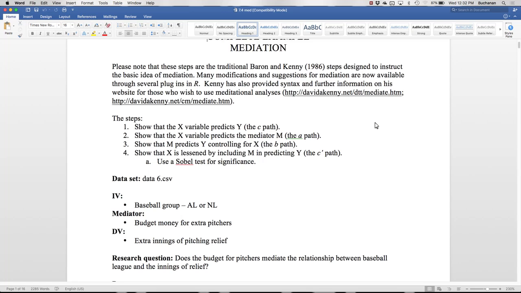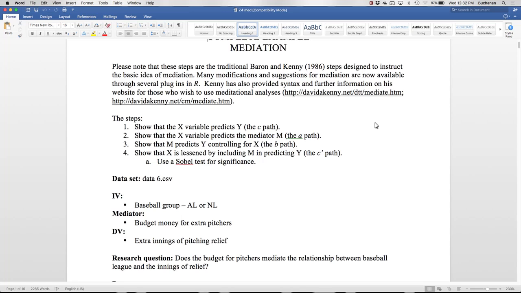We did X to M, which is the A path, M to Y, which is B. And then lastly, we want to show that X does not predict Y, which is C prime. So when we put M in the equation, we want C to disappear. And by that I mean we want C to get closer to 0. So we're going to talk about what happens when C is bigger than C prime. So essentially you want C prime to be larger than C in the absolute value, or C should be closer to 0.